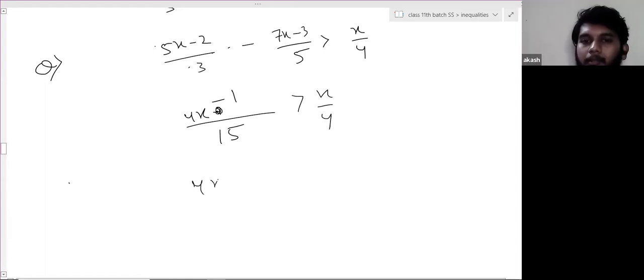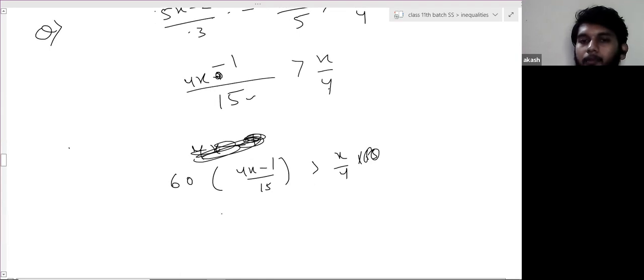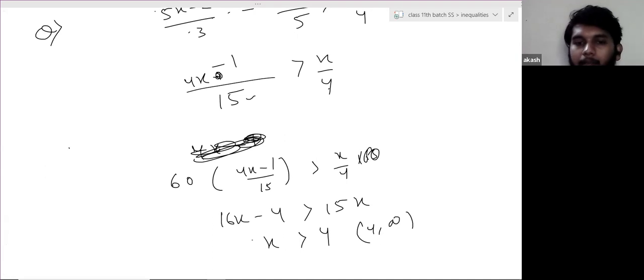Now let's bring this again. We can multiply a number on both sides so that both of these get cancelled. So multiply by 60. So 60 times (4x - 1)/15 is greater than x/4 into 60. So this is 4 times (4x - 1), that is 16x - 4, greater than 15x. So x will be greater than 4. So 4 to infinity is the solution. Both of you are correct.